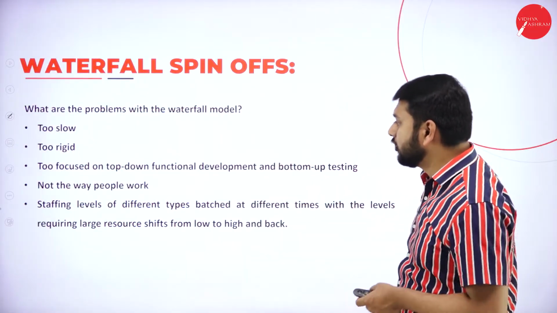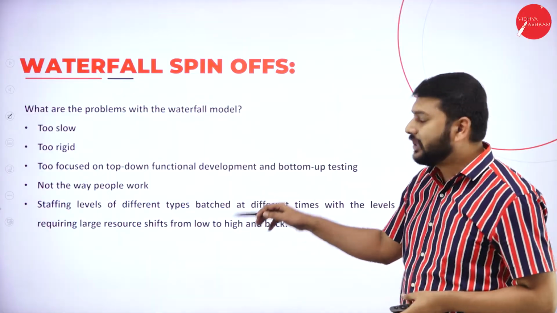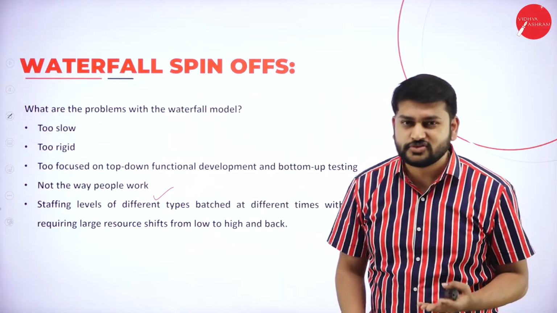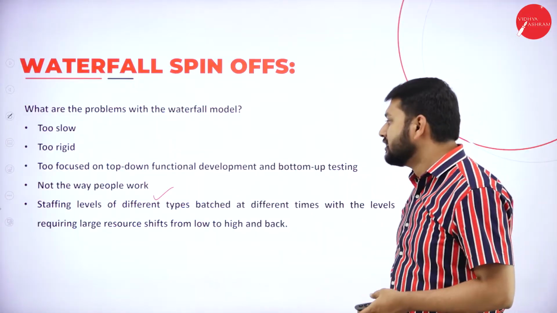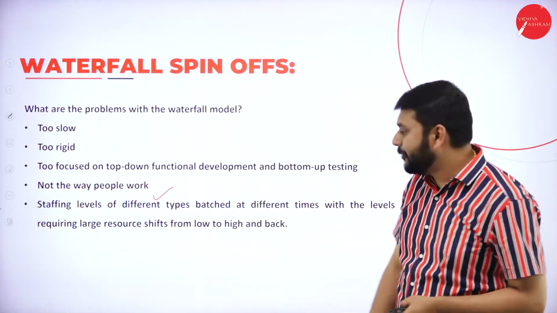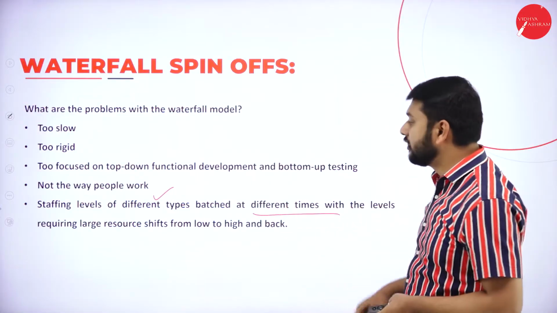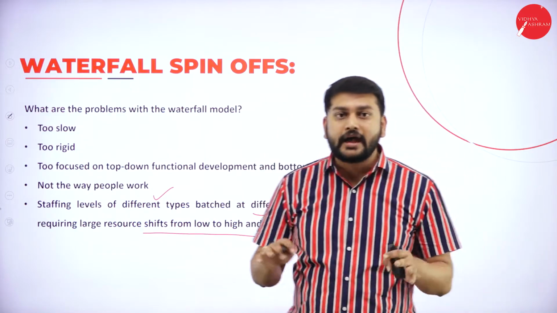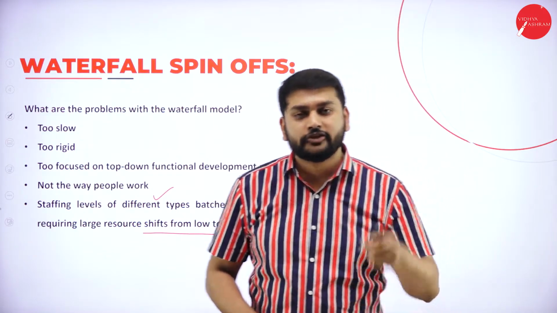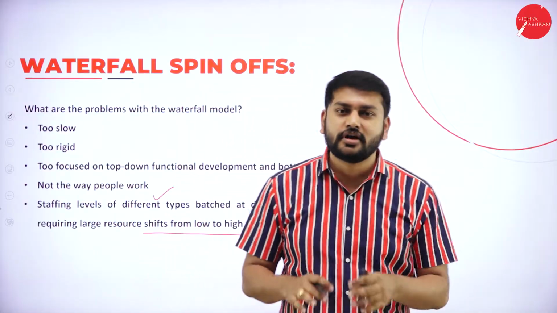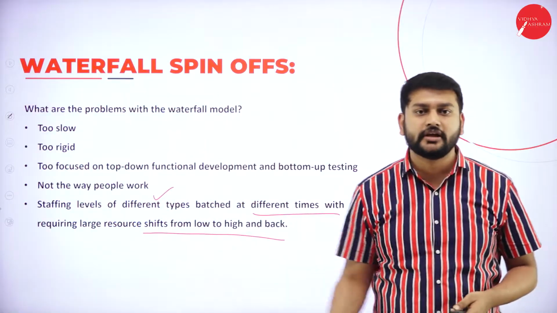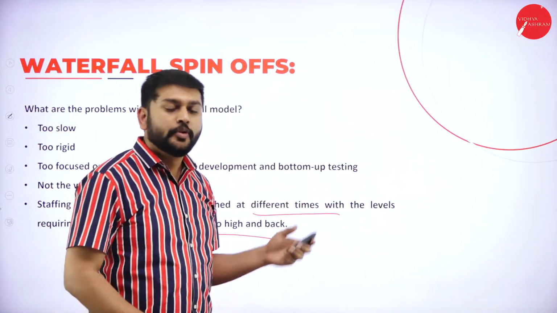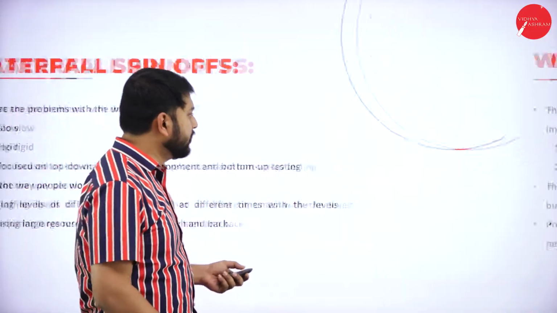It also focuses on top-down functional development and bottom-up testing, and not on the way people work. So it's not so flexible is what they are trying to say. Staffing levels are of different types, batched at different times, and the levels require a large resource shift from low to high and back. That's a very tedious task that we have with the waterfall model. There are a lot of different drawbacks as we discussed in the beginning. That's why we prefer the models which I discussed in the previous session. So guys, this is what you need to understand here.